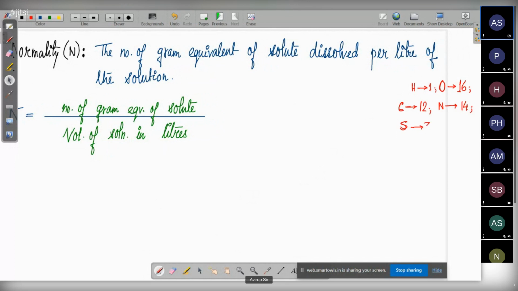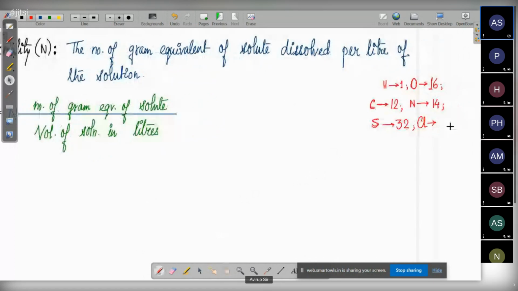Mass number of sulfur is 32. And mass number of chlorine? 35.5. Okay. So at least these ones you should know. And from here sodium also. Sodium is 23. Magnesium is 24.